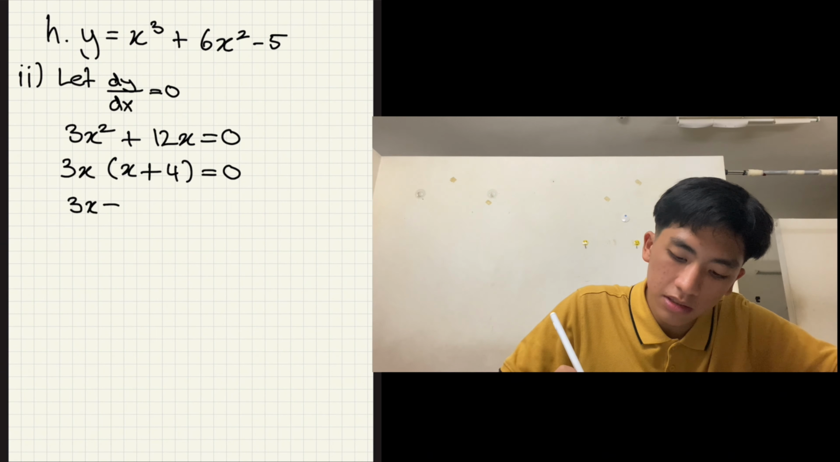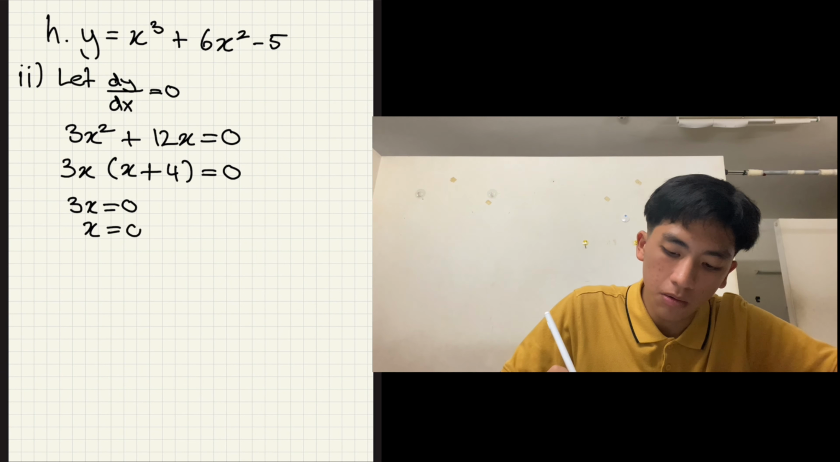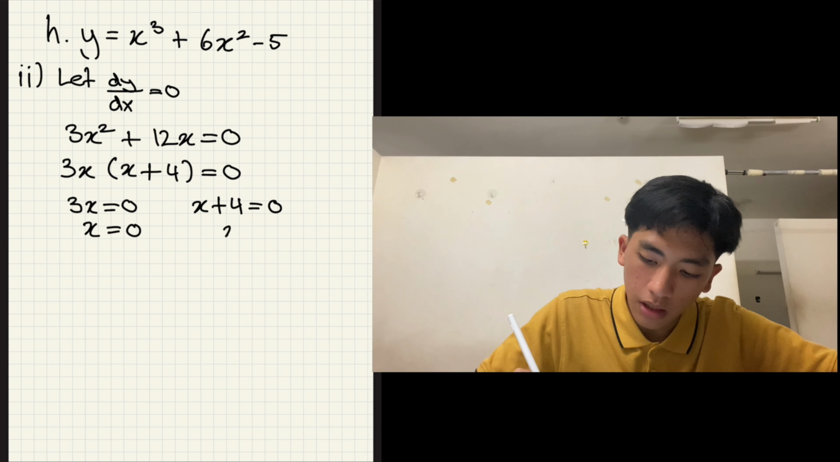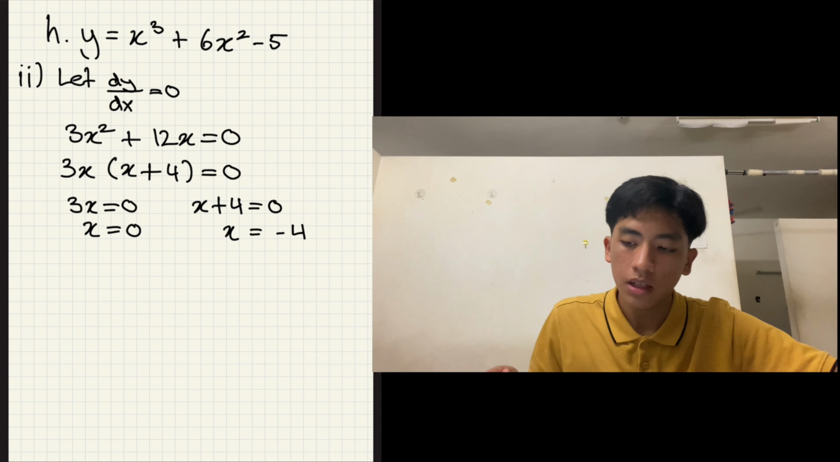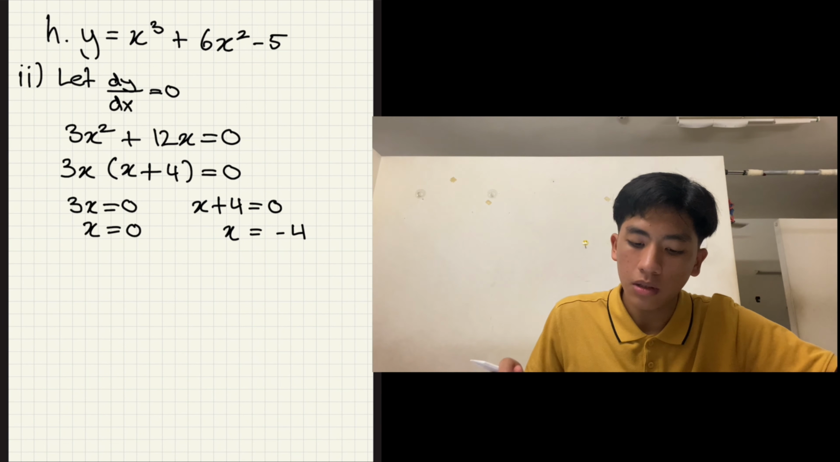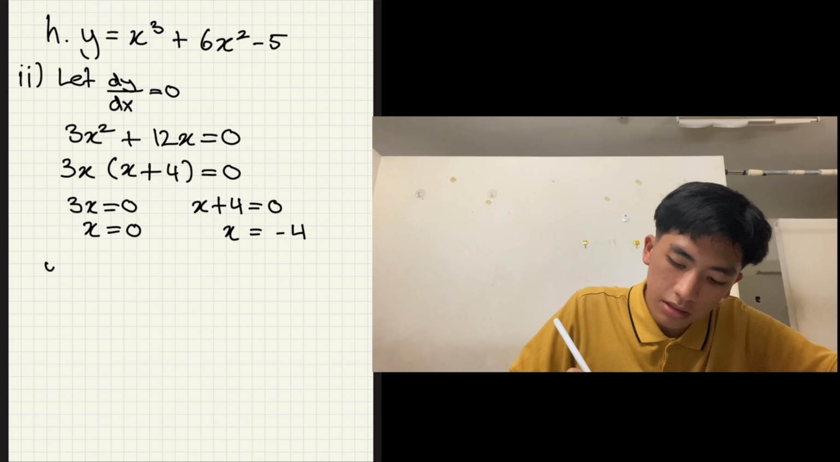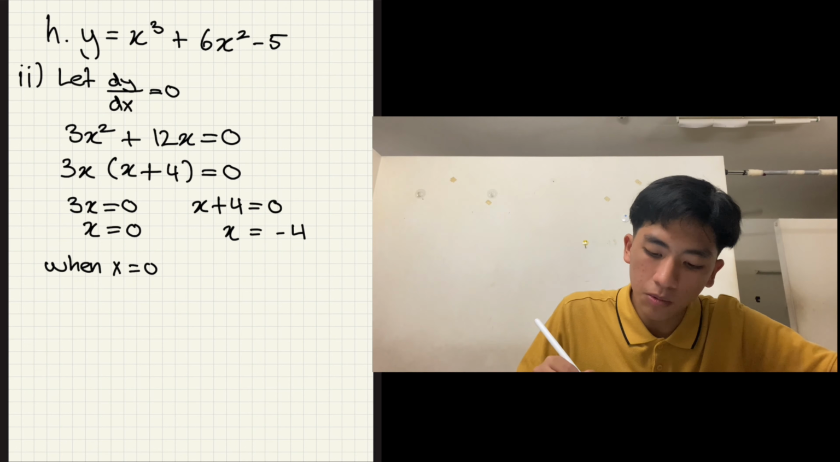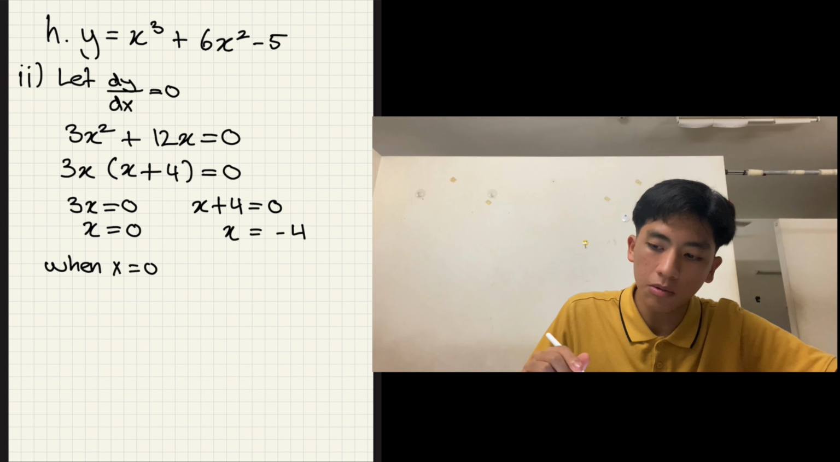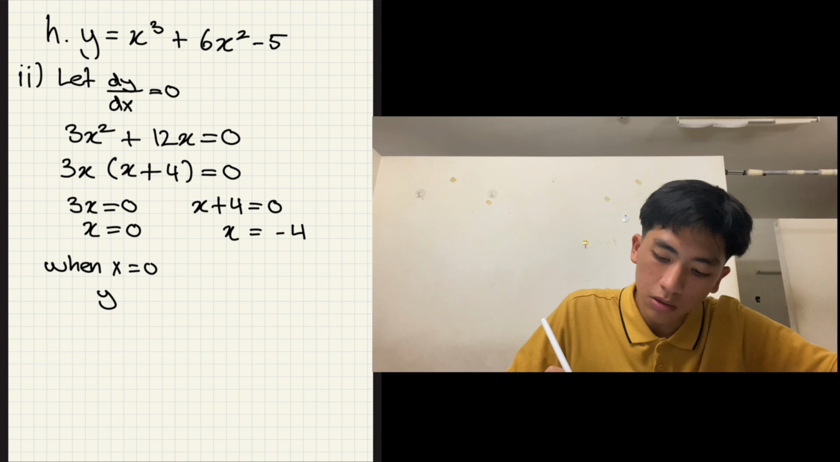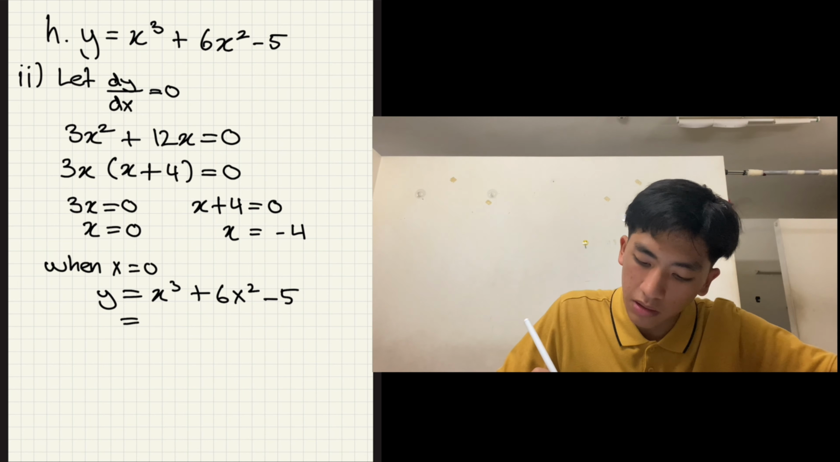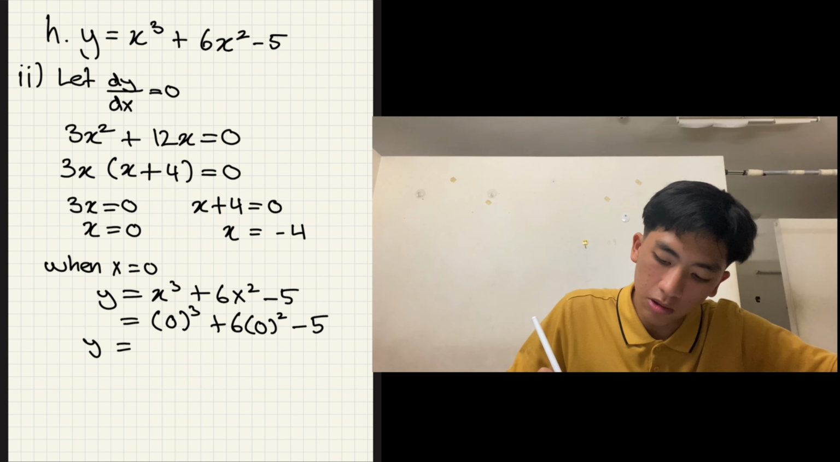The first value of x is 0. The second value is x plus 4 equals 0, so x equals negative 4. Then after that, we will use these values of x to find the values of y. When x equals 0, we will replace the values of x into the equation and we will get the value of y. So y equals 6x squared minus 5, and after we insert the values, y is equal to negative 5.